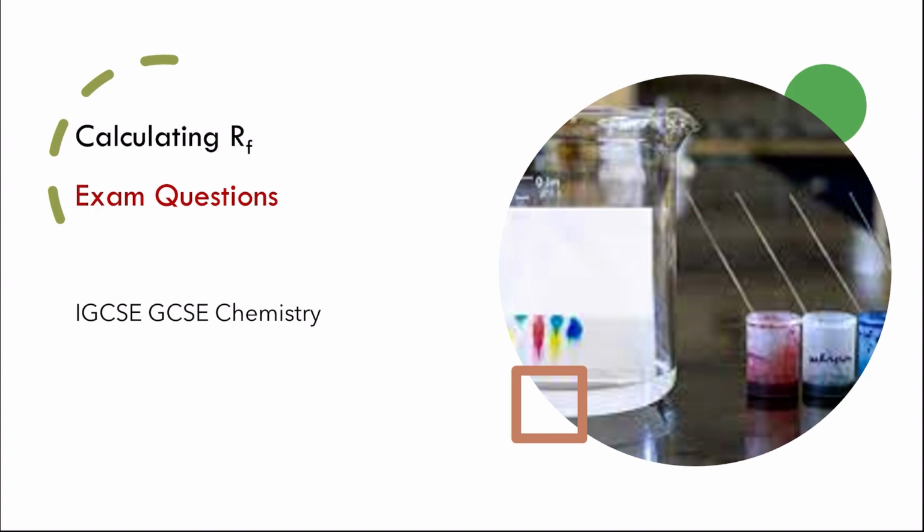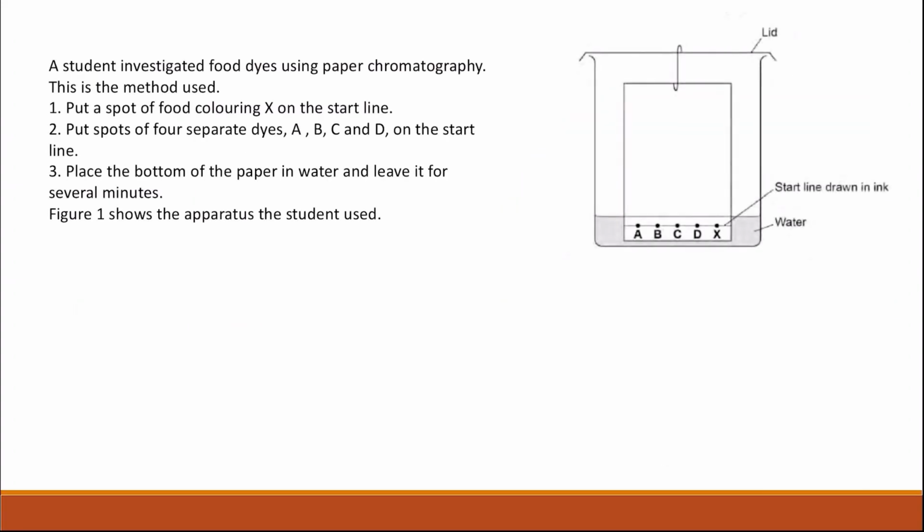In this video, I'm going to show you how to calculate the RF value by answering past paper exam questions for GCSE chemistry. This is a past paper exam question where a student was investigating food dye using paper chromatography.